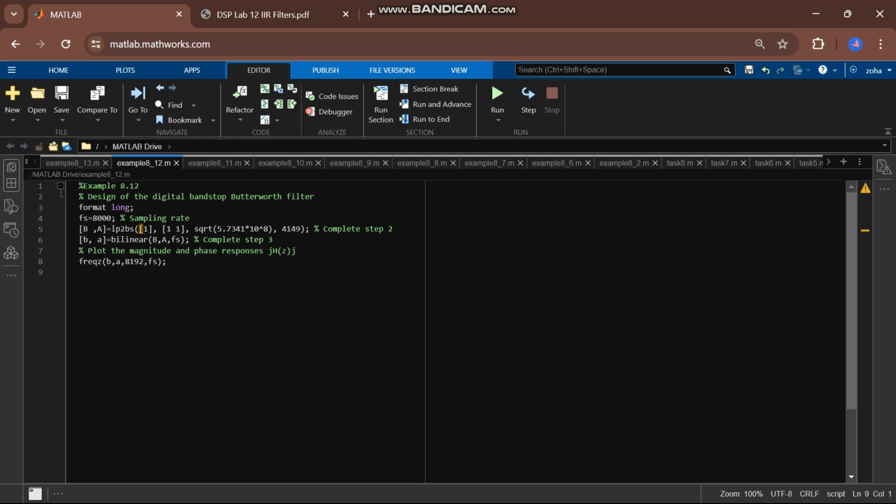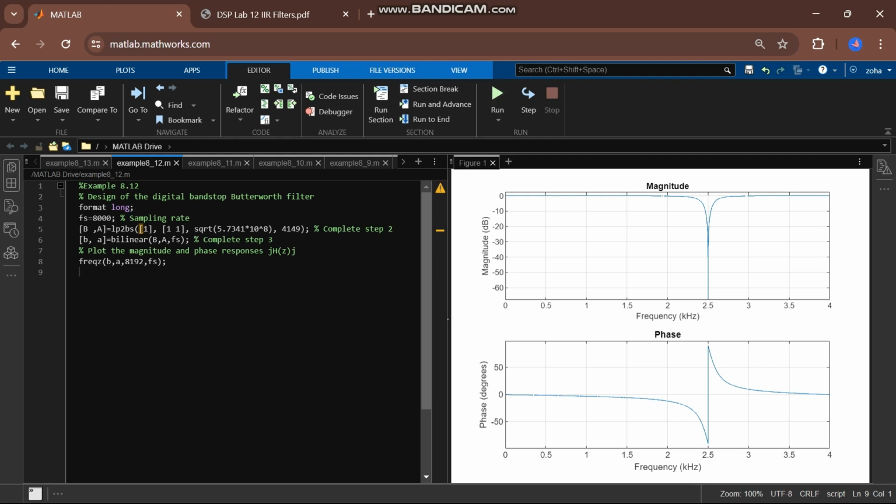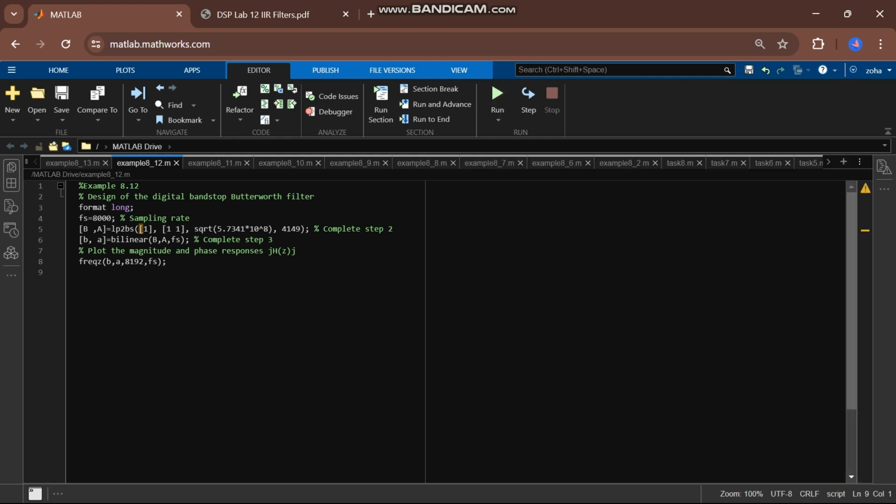Now we have to plot the digital band stop Butterworth filter. We are using the same method as before, and we have used the transformation as low pass to band stop filter. This is the output.